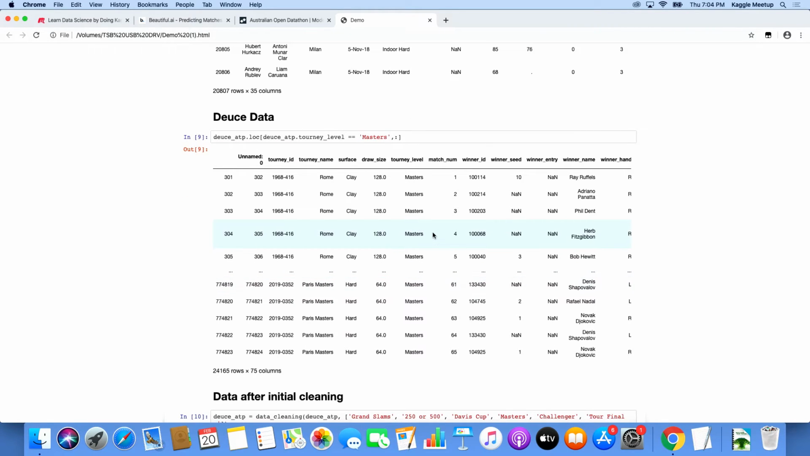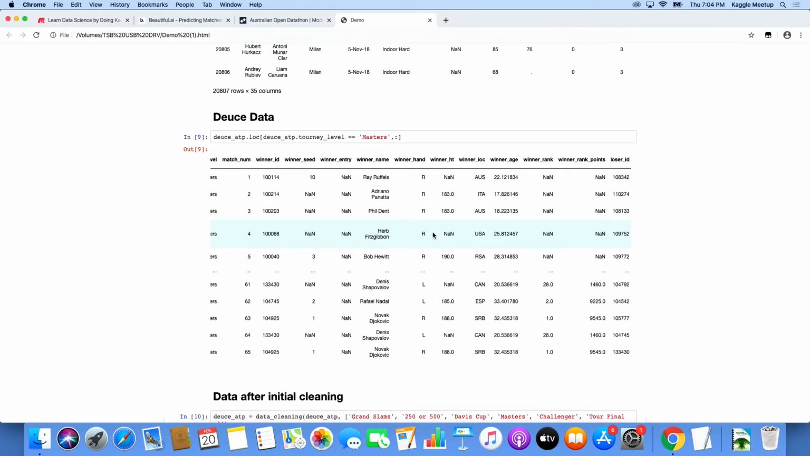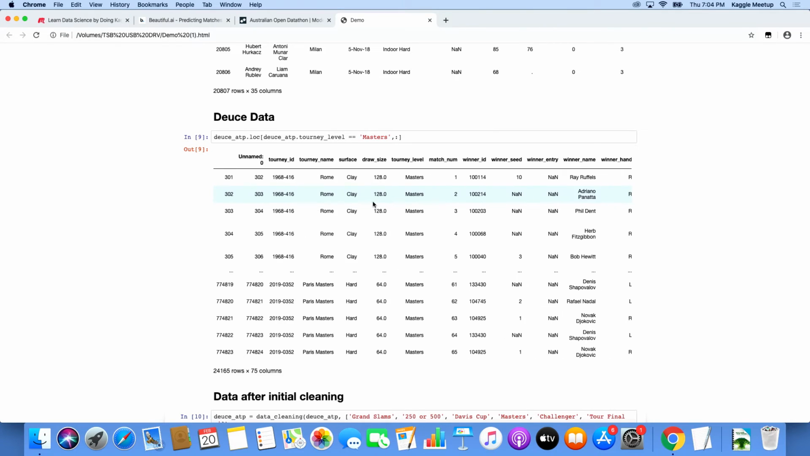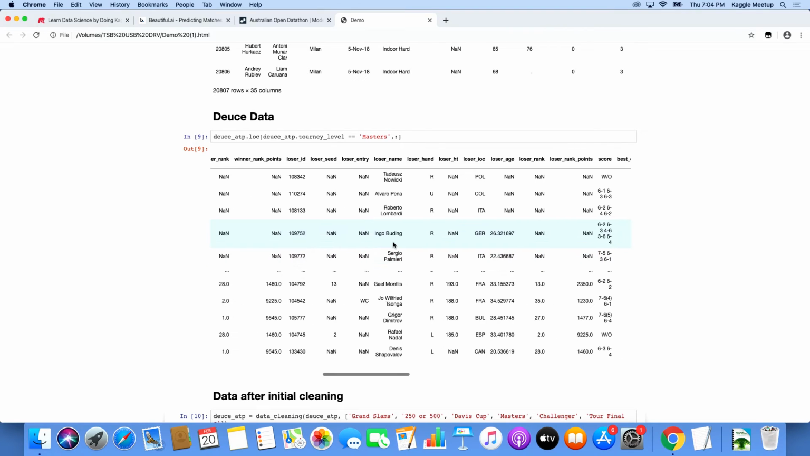But other than that, pretty much the same format. We have the names of the winner and the loser. We have information about the tournaments, the surface, and also player statistics for both the winner and the loser, which is all this stuff here.